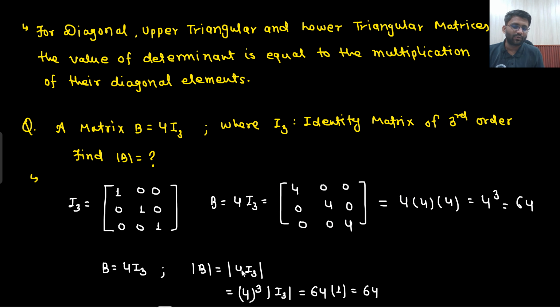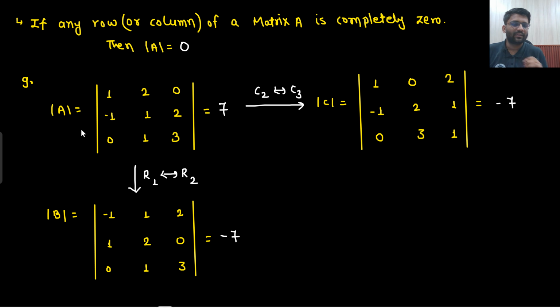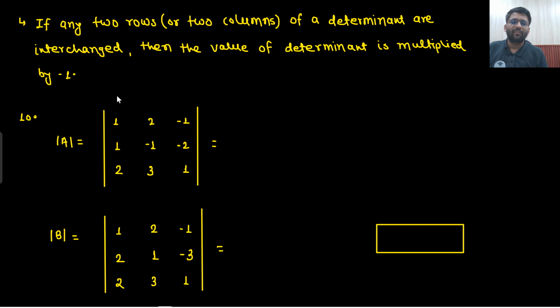Then we saw this problem. Here also we saw that if I need to take out this 4, it will come out as 4 to the power 3. Then the determinant of A transpose is equal to the determinant of A only. Taking the determinant of A to the power n, or taking the determinant of A and then raising it to the power n, both are the same thing. Understandable? Then we saw that if any row or column is 0, then the whole determinant value will be 0. Then we saw the property with respect to rows, but the same property applies to columns as well. If any two rows are interchanged, then the determinant value is multiplied by -1.